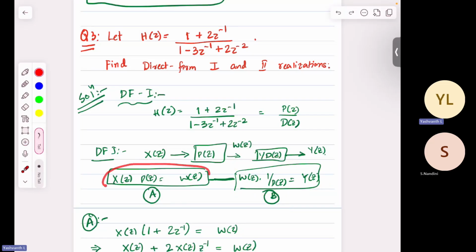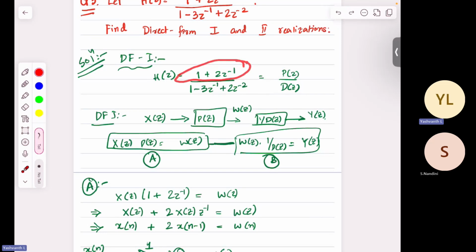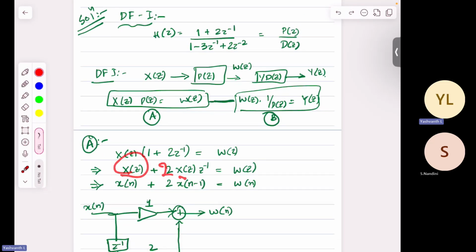So let's implement block A first. That is, X of z into P of z is equal to W of z. Now, what is P of z? 1 plus 2 times z inverse. So X of z into 1 plus 2z inverse equals W of z. That is nothing but X of z plus 2 into X of z into z inverse equals W of z.